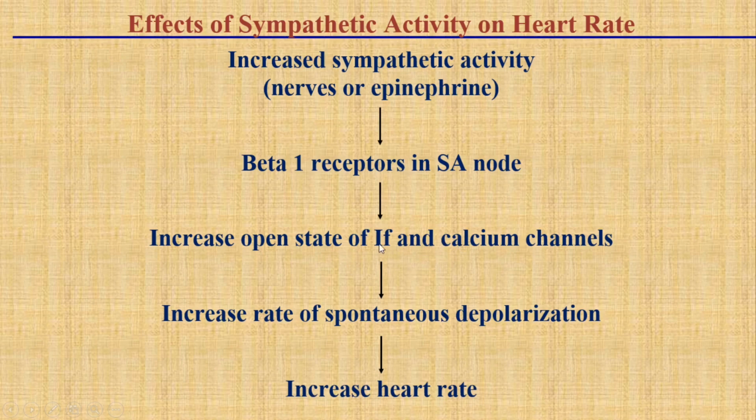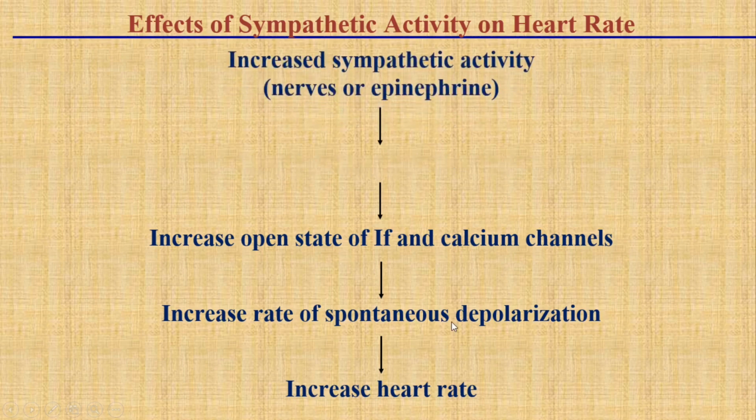This cyclic AMP will increase the opening of the funny channel along with the T-type calcium channel, through which the pacemaker potential will be completed and it will reach the threshold very fast. So there is an increased rate of spontaneous depolarization. So the number of action potentials per minute will increase. So heart rate will increase.